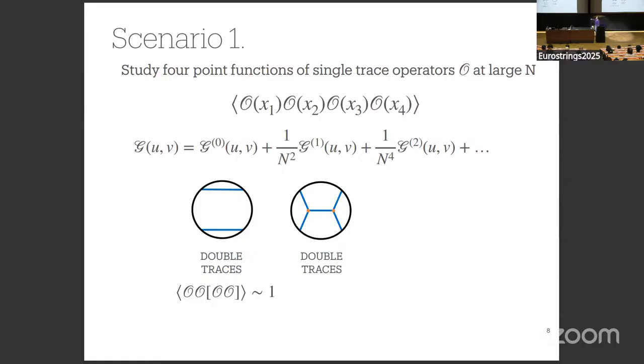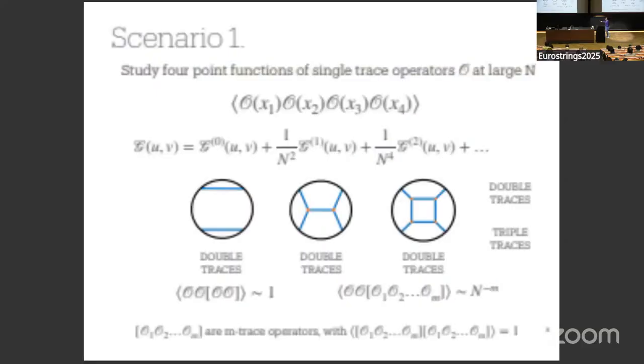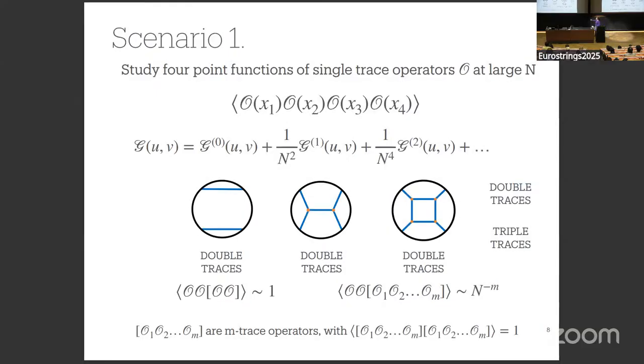Then, if we go to the 1 over N squared case, again, we also have only double trace operators. And so in this case, we are still fine. Then also in this particular case, we only have double traces. The reason, again, is that the 3-point function, when we start considering this kind of operator, this notation here means that those are M-trace operators, and we normalize them in this way. So you see that essentially triple trace operators start appearing at order 1 over N to the 6. So this is 1 over N to the 4, and still we only have double trace operators.